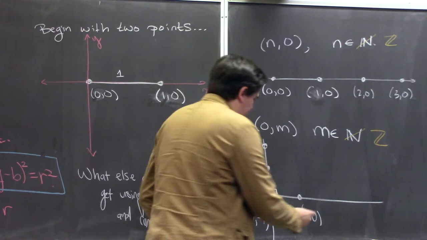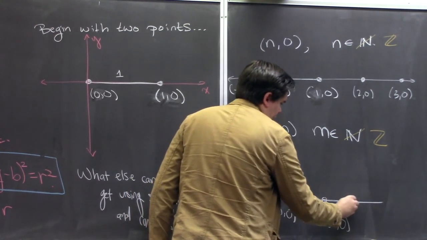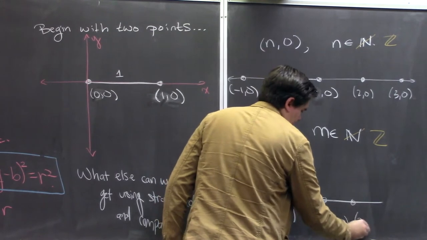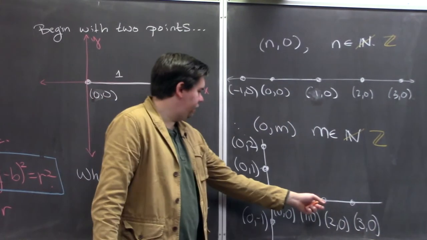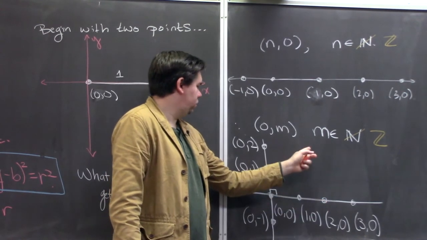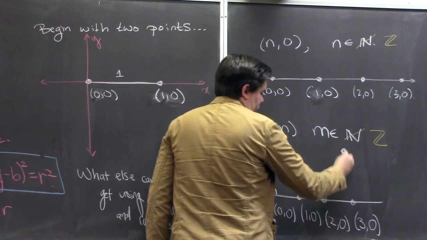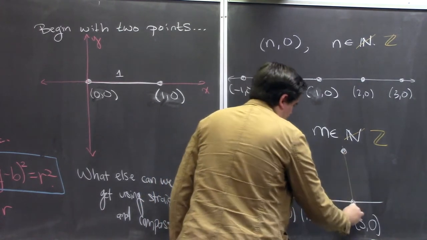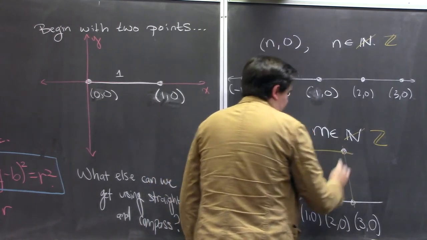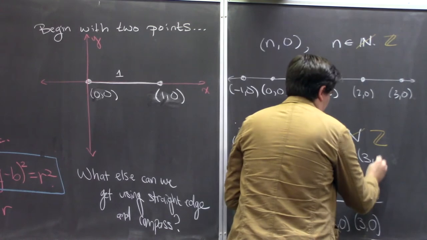I've got all these here now on the two axes, so what else can I get? Well, once I have, say, (2, 0) and (0, 2), or (3, 0) and (0, 2), I could always construct this point. Just construct a perpendicular here, and construct a perpendicular here, and I can recover the point (3, 2).